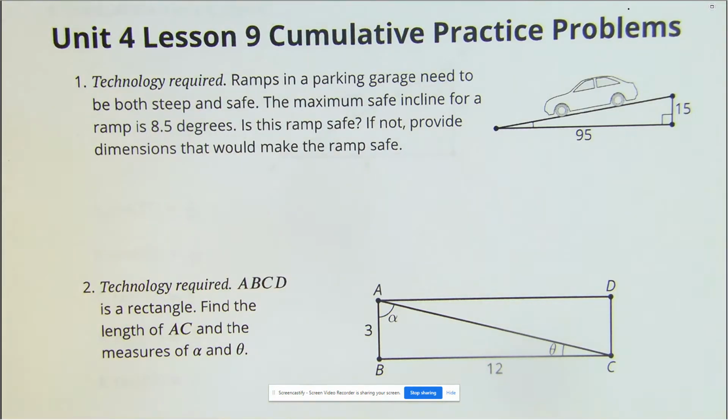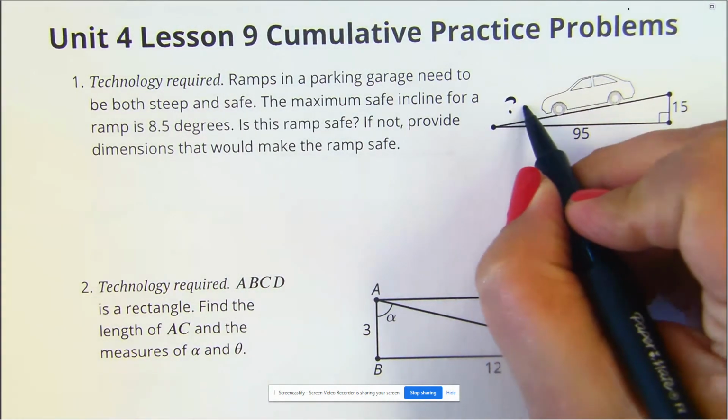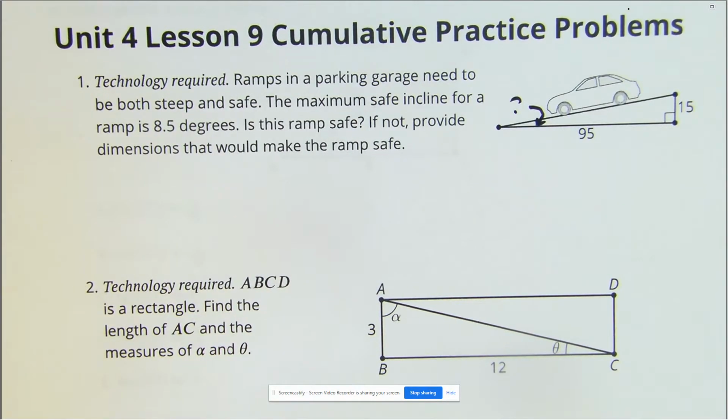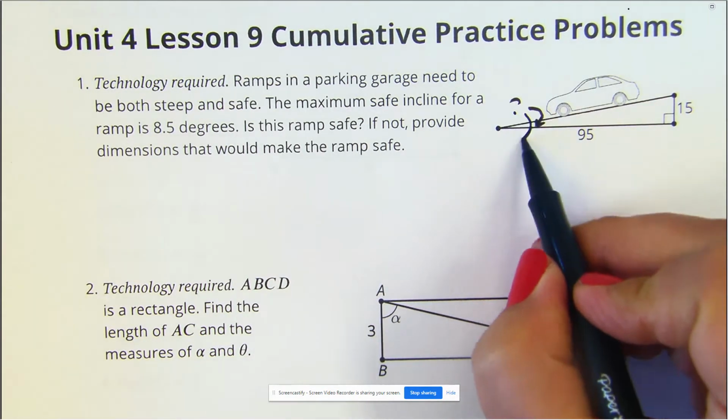So number one, ramps in a parking garage need to be both steep and safe. The maximum safe incline for a ramp is 8.5 degrees. Is this ramp safe? If not, provide dimensions that would make it safe. So we need to figure out how big this angle right here is. Today we learned how to use the calculator to find angles, right? So here's the angle that I'm talking about.